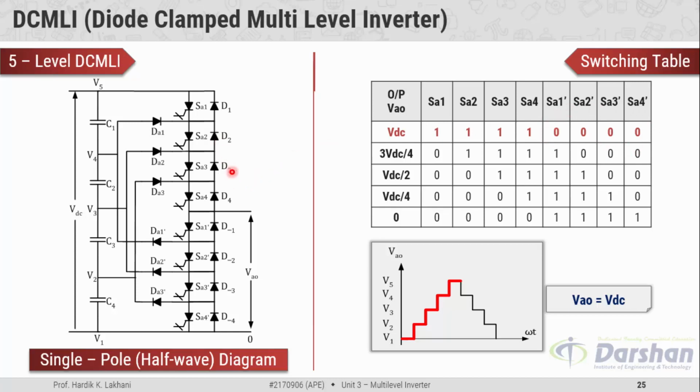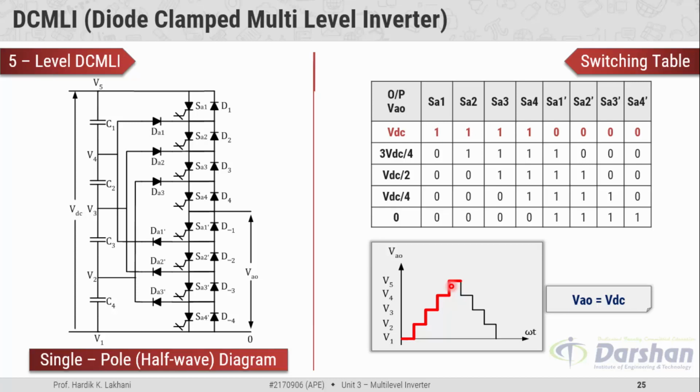Because of that, the node V5 gets connected to the output terminal through this SA1, SA2, SA3 and SA4, whereas the second output terminal, which is common between input and output, so we can say the total VDC supply appears across the output terminal. So VAO is equal to VDC. This is how we can produce 5 level signal across the output terminal. We have just reached the peak value.